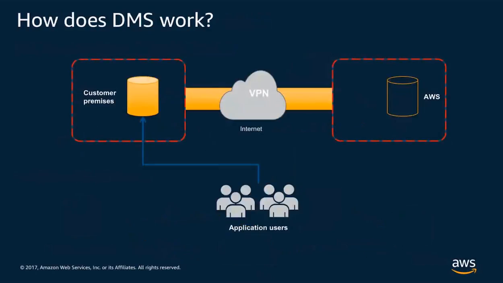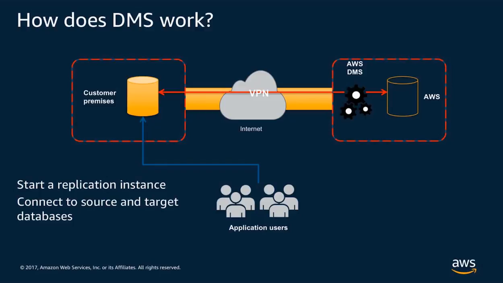Moving on, let's see how this service works. So let's say you have a group of application users connecting to your source database, which is in your on-premises data center. The first thing you would do is to start a replication instance. Then you would create a couple of entities called source and target endpoints. This is the way in which DMS is going to be able to connect to your source and your target databases. And then you create another entity called replication tasks, which are in turn going to run on the replication instance that you created in the first step.